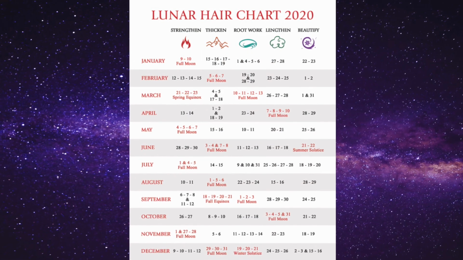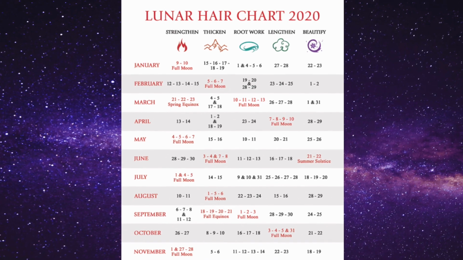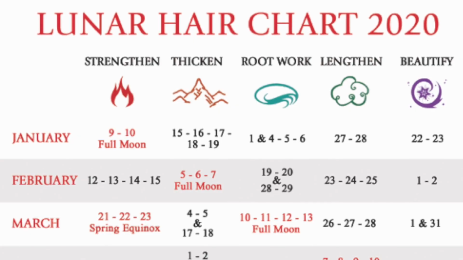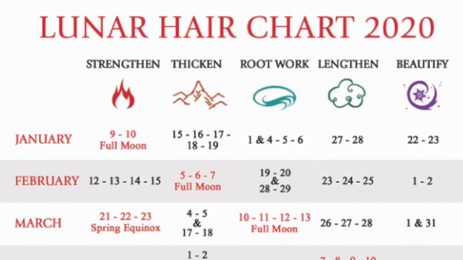In this video, we will cover the Lunar Hair Chart, how to pick dates to trim for your hair goals, which there are 5 of: strengthening, thickening, root work, lengthening, and beautifying. We will get you familiar with the element associated with each hair goal. We'll give you an idea of which Morrocco Method products to use for each hair goal and then their associated elements. We'll give you a heads up on some upcoming lunar dates.